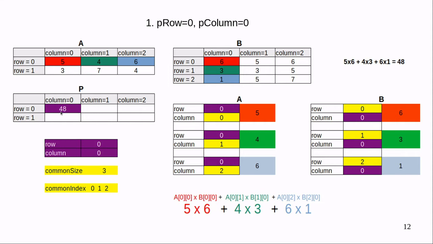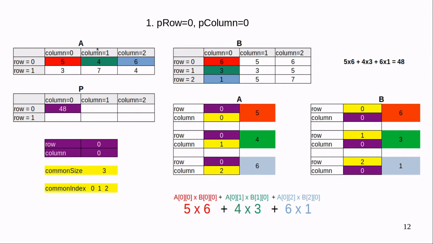So let's take the first one. The answer that we are supposed to get in the product matrix here is 48. So how do we tell the computer how to get 48? Here the row specified is row 0, so in matrix A, go to row 0. And what is the column? The column number is 0, so go to matrix B and find column 0. This is the row and this is the column which we are going to use for this particular multiplication process.